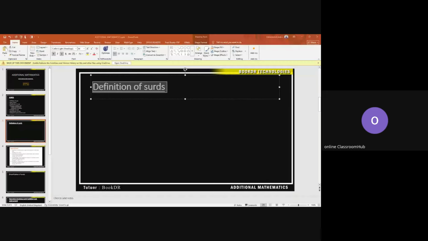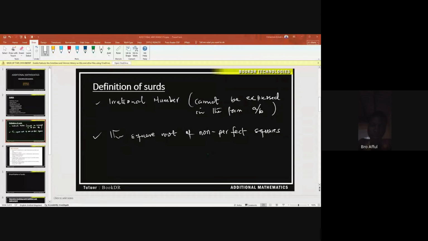I hope we know what a perfect square is. Yes. Afo, you know what a perfect square is? Afo, your hand was up. You lowered your hand. Kwabena, what is a perfect square?